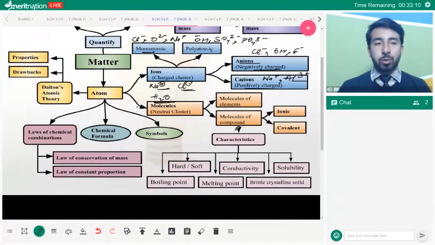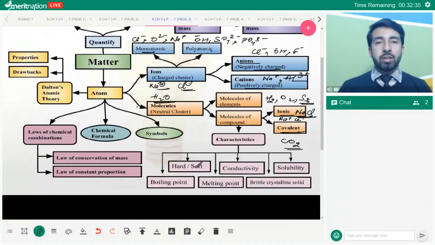Okay, now moving on to the molecules. Molecules are divided into two categories: molecules of elements, which include H2, O2, S8, and all of those. And the next is molecules of a compound, which are again of two types, ionic or covalent. Ionic molecules are like NaCl, where there are ions like Na plus and Cl minus. Whereas covalent molecules would be carbon dioxide, water, and many others. Now, the molecules of a compound are studied and their characteristics are also studied.